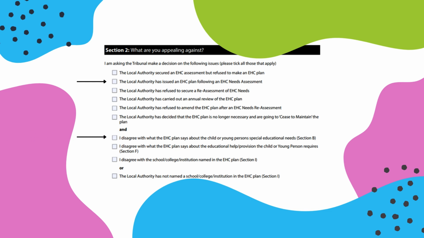For this example, the parent, carer, or young person is also not happy with what is written about the child or young person's special educational provision, which is Section F. This box would be ticked. And finally, the parent, carer, or young person is not happy with the education setting named in Section I. So this box would also be ticked. This is just an example, and depending on the situation, this will be different for different appeals.